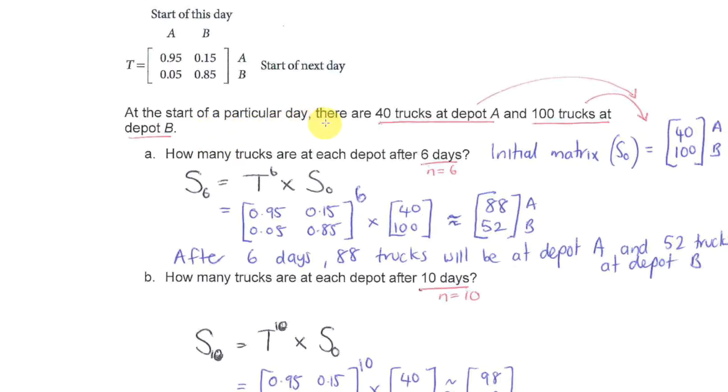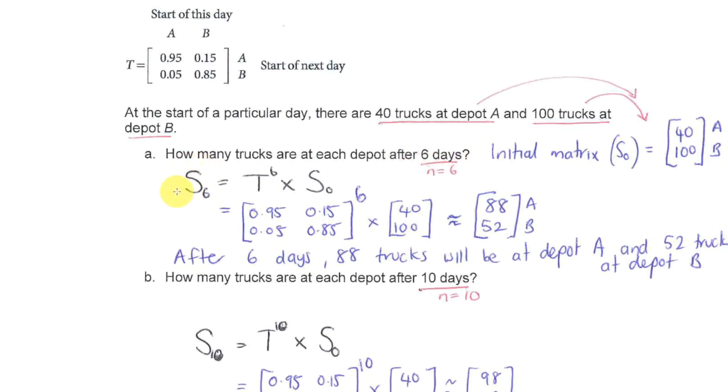Now at the start of a particular day, there are 40 trucks at A and 100 trucks at B. So our initial state, S0, is 40 at A and 100 at B. Notice we've got the order AB, AB, and the same thing here with the initial state, AB. Don't mess that up. How many trucks will be at each depot after 6 days?